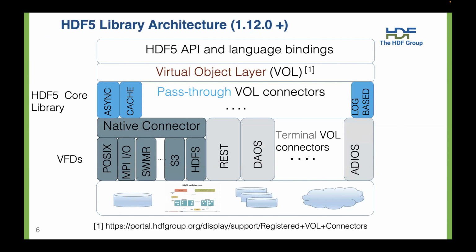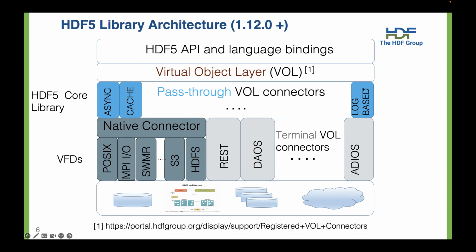So at a high level, what the library architecture looks like, this is 1.12 on. So you have the API and language bindings. Then you have the VOL layer, which is the virtual object layer. Then you have the core library, and in that you have the pass-through VOLs. Those are VOLs that do something to an object and then go to a terminal connector in the end. So right now we have an async VOL where you can do async IO. We have a cache VOL that manages, if you have, say, a burst buffer, it can manage the memory buffer between the burst buffer and, say, persistent memory or persistent to disk.